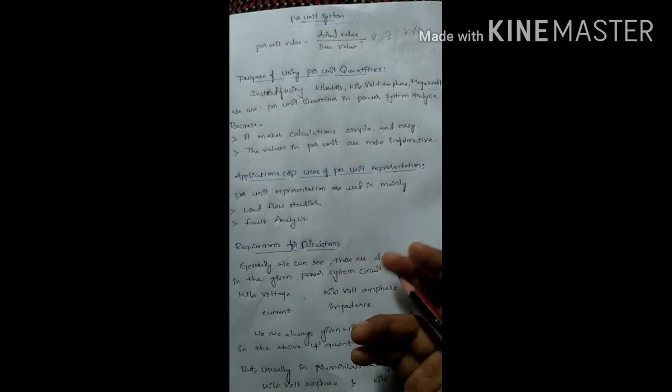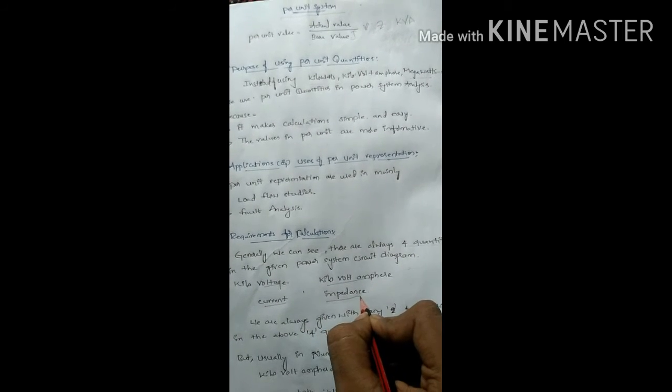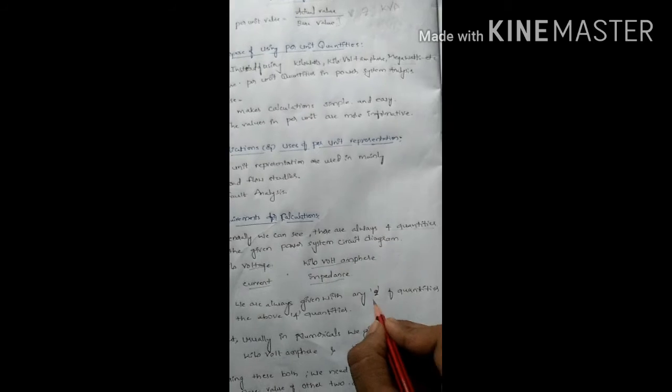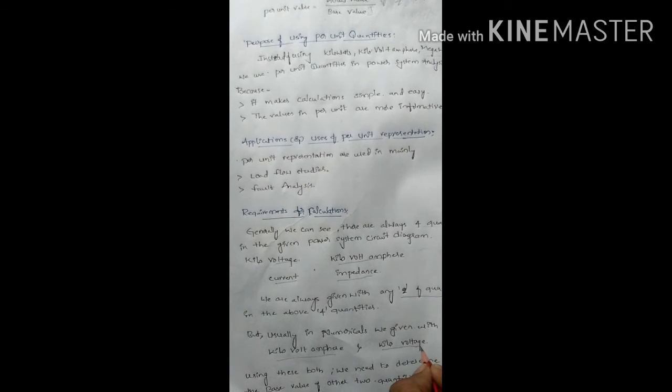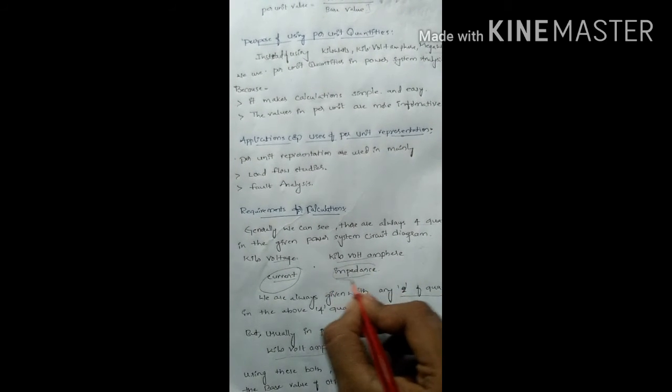Then what are the requirements for the calculation? Generally, a power system network consists of four quantities: voltage, current, kilovolt ampere, impedance. In the numerical, we are usually given two quantities: kilovolt ampere and kilovoltage. By using both of these, we need to determine the base values of current and impedance. After that, we need to determine the per unit value of impedance.